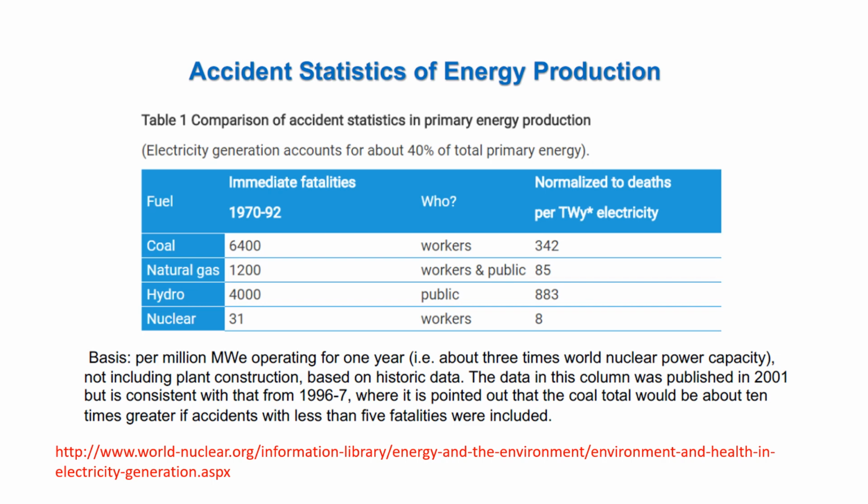And then in your natural gas, it involves your workers and your public. For your hydro, it involves the public because as you can see, when your hydrothermal plants broke out, the water is released to the neighboring towns. So there will be more deaths from that as compared to the 8 workers in your nuclear power plants. So the basis for this one is per million megawatt electric operating for 1 year.